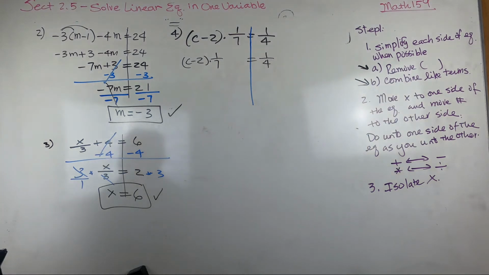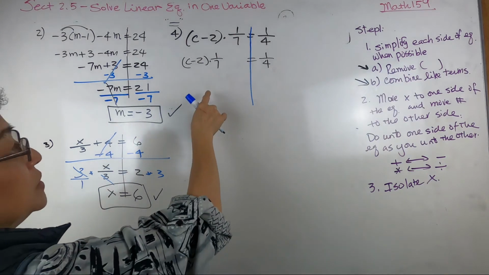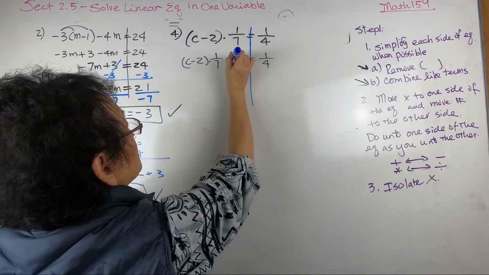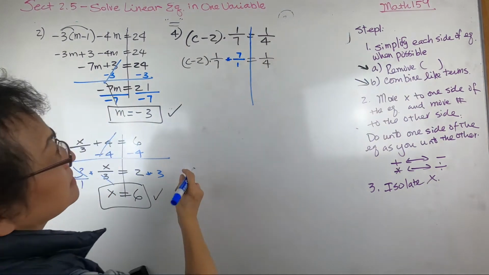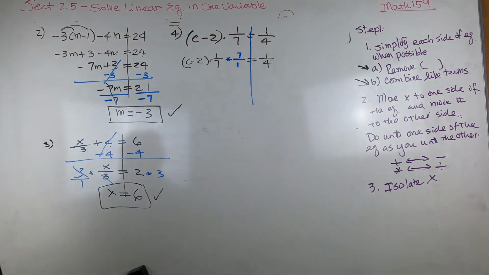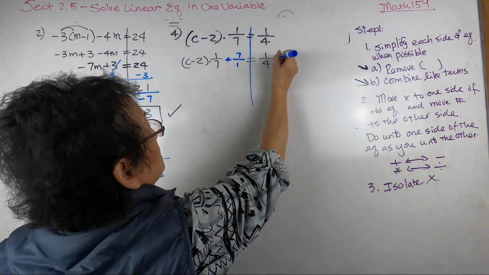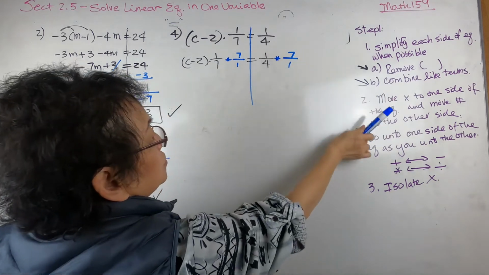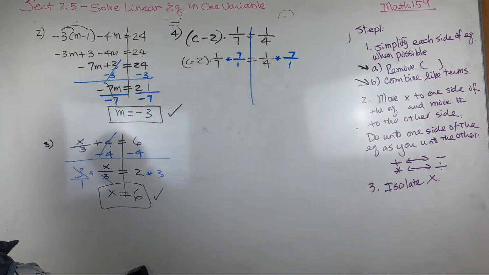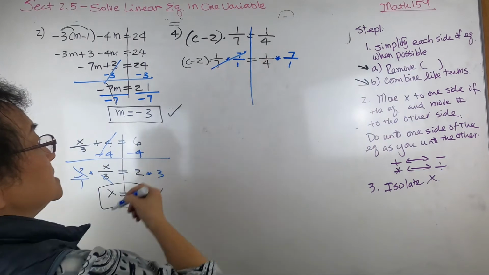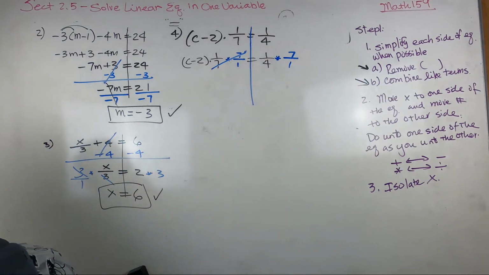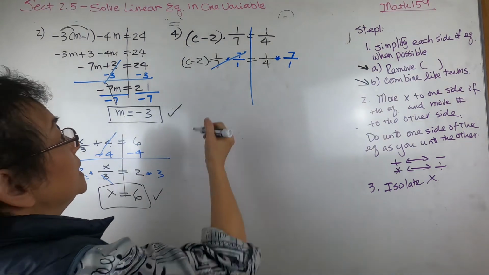How do we do that? To get rid of 1/7, you multiply by its opposite, 7/1, which is 7, right? For fractions. Then you do one side, you do the other side. Then what do we have? Those 7s cancel. Is that right? So what do we have?